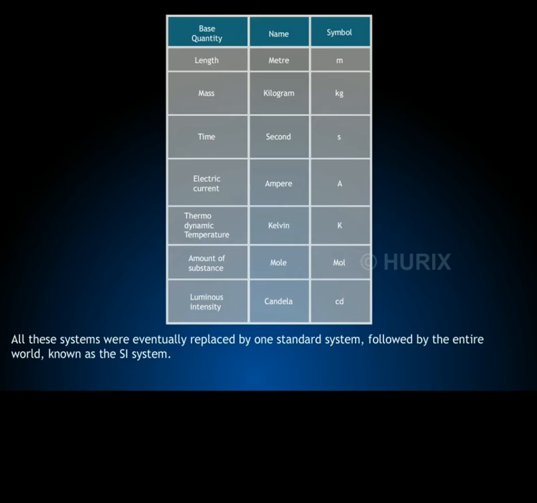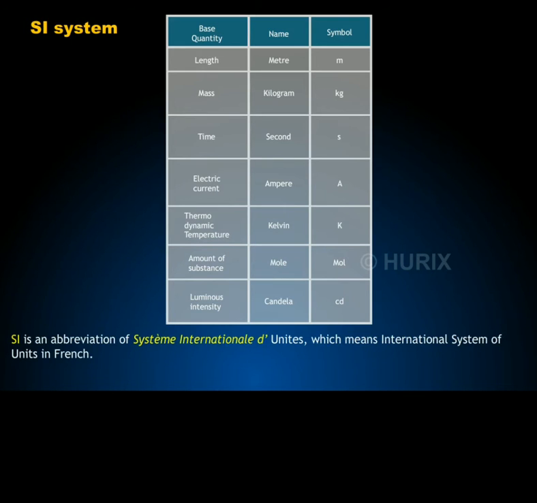All these systems were eventually replaced by one standard system, followed by the entire world, known as the SI system. SI is an abbreviation of Système International d'Unités, which means International System of Units in French. This system was developed at the General Conference on Weights and Measures in 1971. All SI units follow the decimal system, unlike other systems of units. This makes conversions within the system easier.